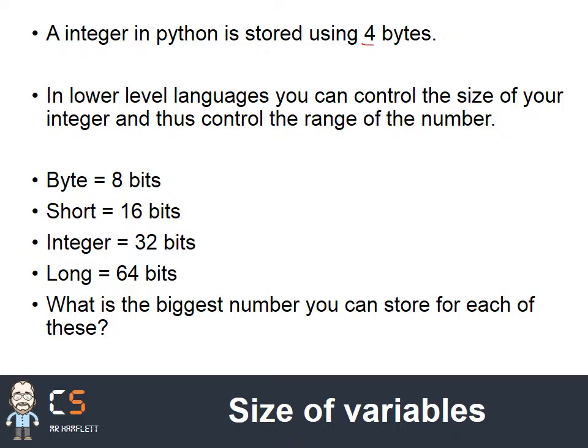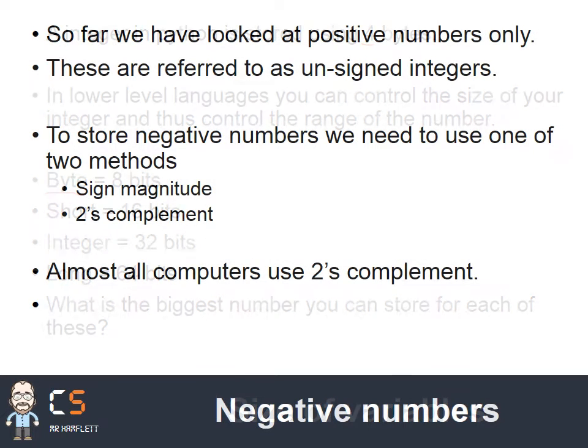In some lower level languages, you can actually specify the size of your integer values, for example C++, and also some other languages which are a bit higher level, like Java. So byte is going to be 8 bits, short is 16 bits, integer 32 bits, a long is 64 bits. A little practice for your binary is to work out what the largest values are.